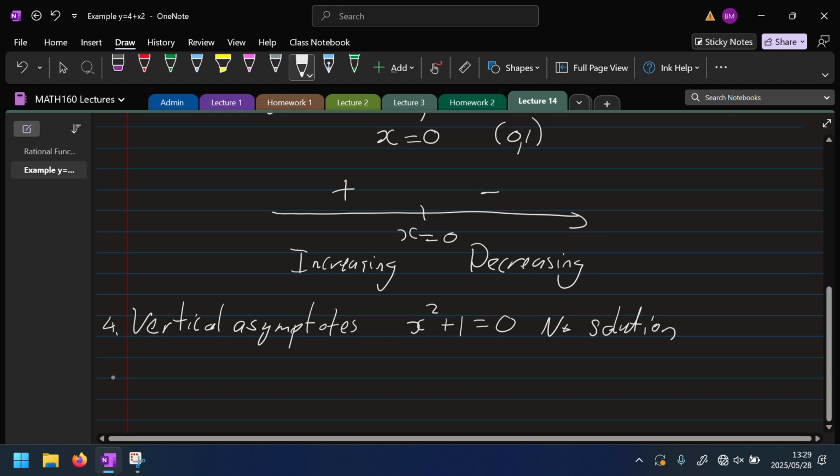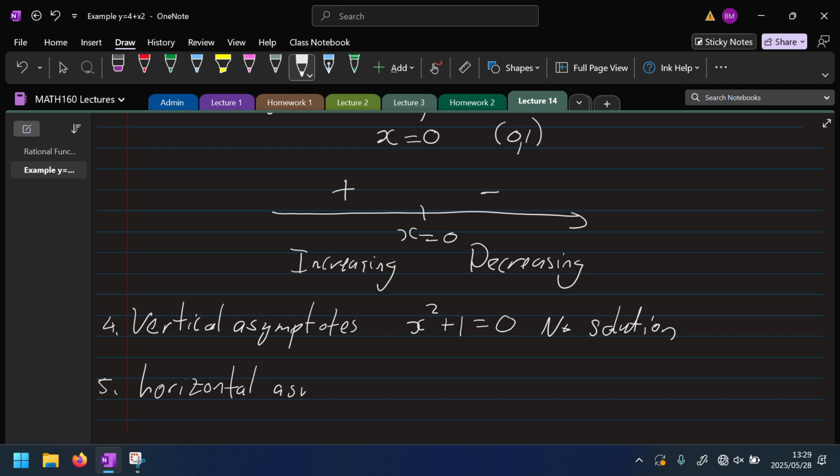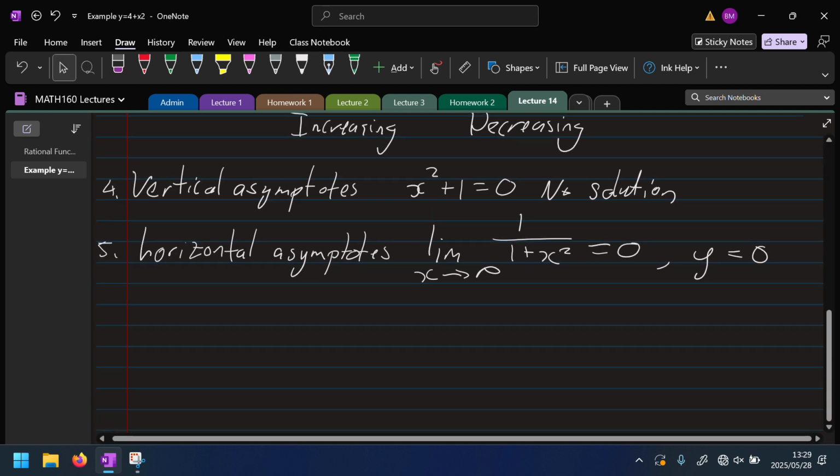Okay, what about horizontal asymptotes? Remember these are the y values where we take the limit of the function. So let's take the limit as x goes to infinity of 1 over 1 plus x squared. So we've got a fraction. The denominator is getting infinitely large, which means the fraction is getting smaller and smaller. We end up just at 0. So this is the y value for the horizontal asymptote, at y equals 0. Right, that's everything we need to sketch this.